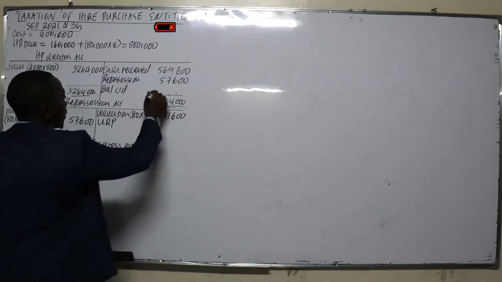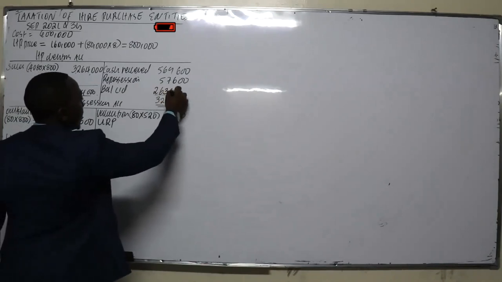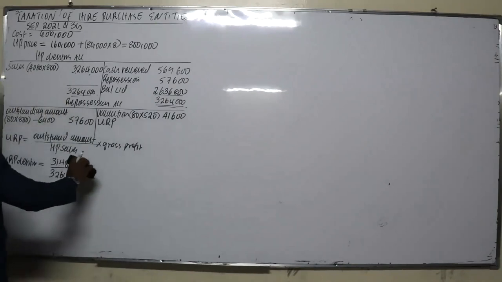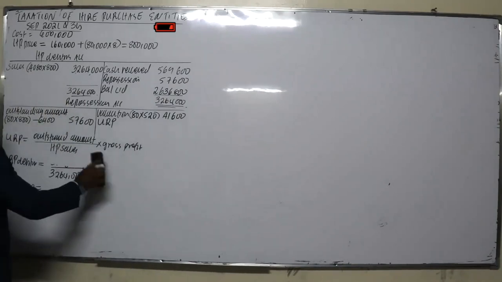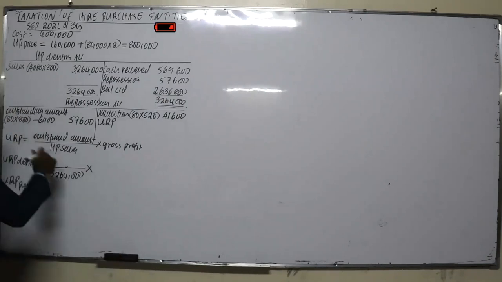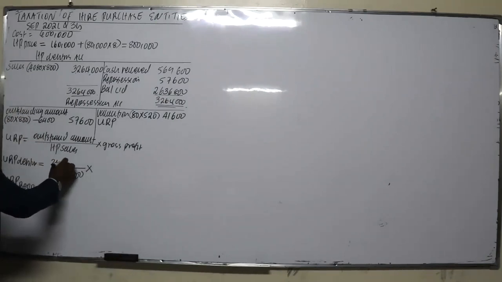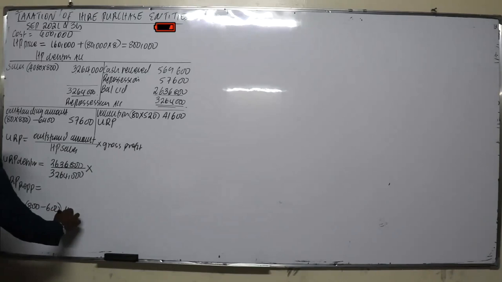Then you multiply by the gross profit. For gross profit, you take the selling price, which is 800,000, and the cost of each was 600,000, so you get the gross profit per machine. And then you multiply by the number of total machines, which was 48.